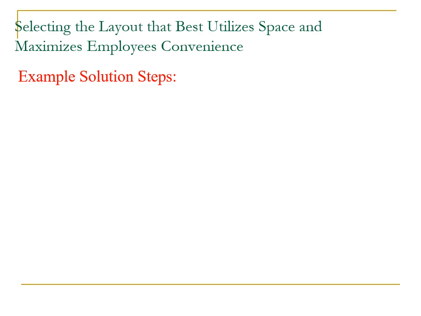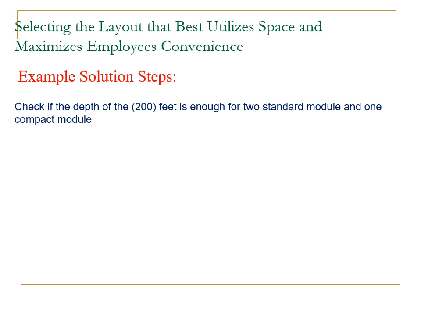So the available space is 180 feet by 200 feet. First of all, we need to see if we can accommodate, let's say, 2 standard modules and 1 compact module into this available space. So on the one hand side we have 180 feet, on the other hand side we have 200 feet. You can try both of them. Can we accommodate 2 standard modules with 1 compact module into 180? If it is not possible, then you can try if we can accommodate for the 200 feet. So let's make the calculation.